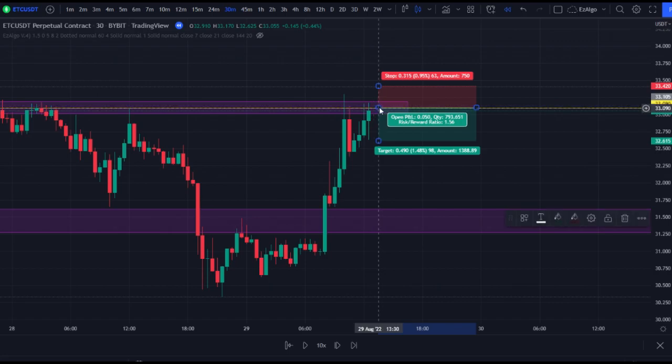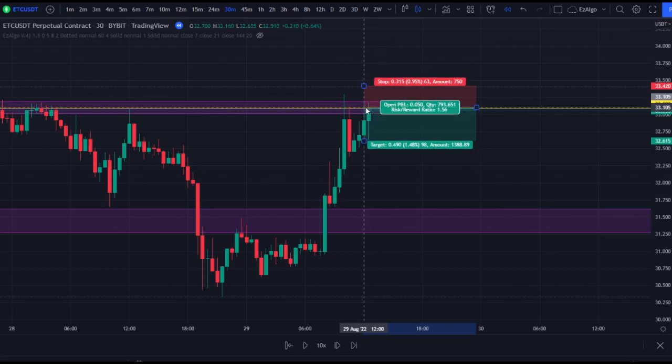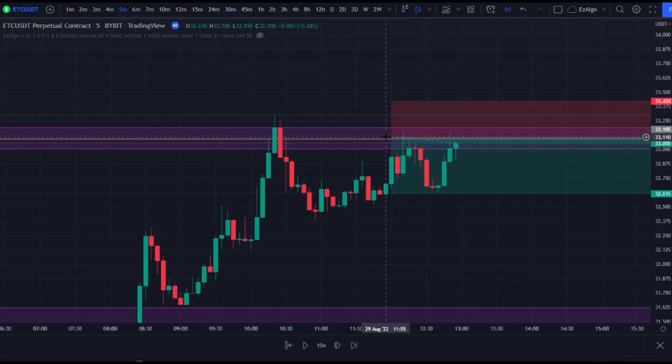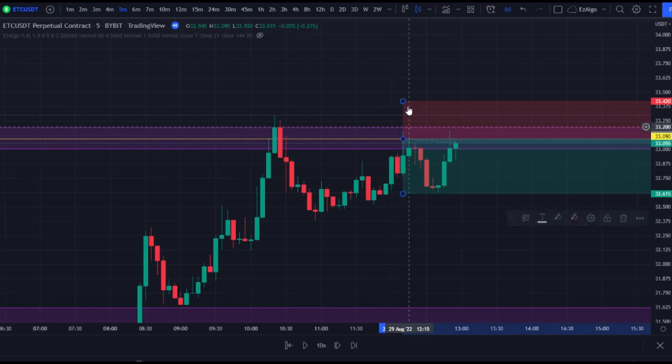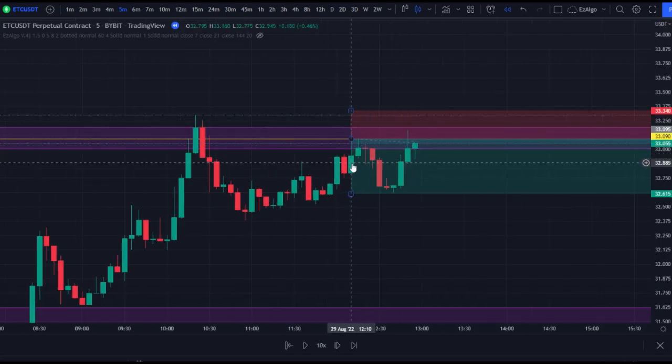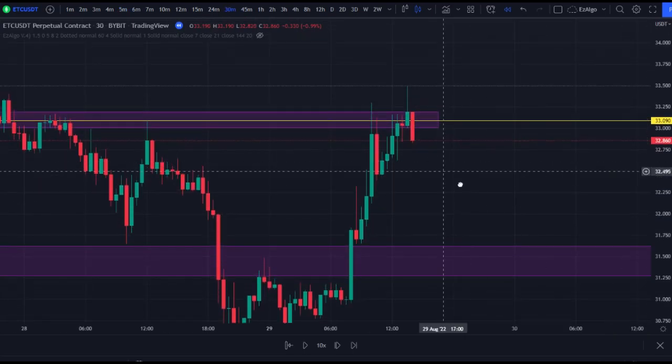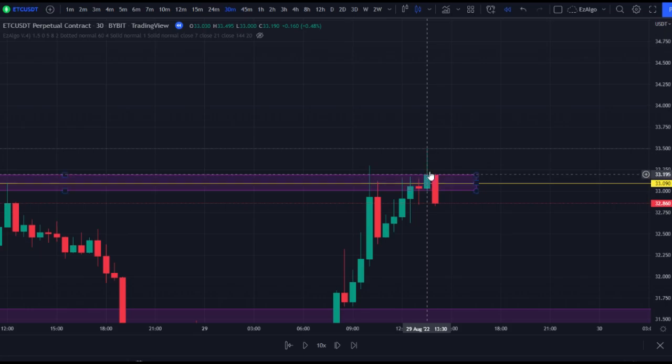You can take another swing failure, right? Again, you can go to the 5-minute, like I said, and keep taking shorts at swing failures of this level. You can keep doing it, right? And just move your stop loss on the way down. And we broke below again, right? We came out of that zone, came back into it.